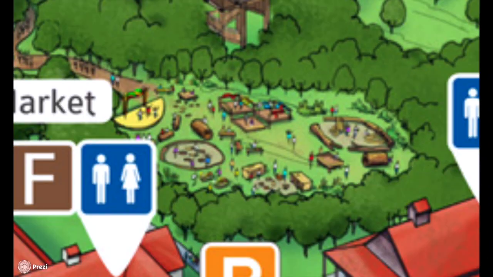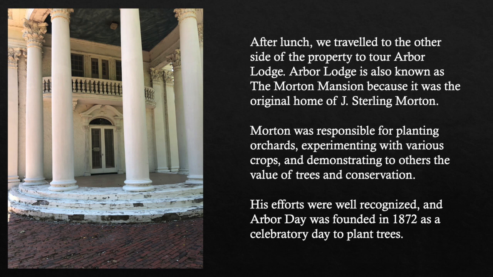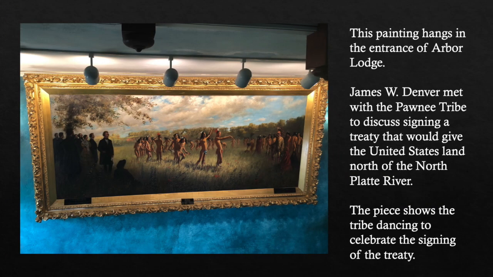After lunch, we traveled to the other side of the property to tour Arbor Lodge. Arbor Lodge is also known as the Morton Mansion because it was the original home of J. Sterling Morton. Morton was responsible for planting orchards, experimenting with various crops, and demonstrating to others the value of trees and conservation. His efforts were well recognized, and Arbor Day was founded in 1872 as a celebratory day to plant trees. This painting hangs in the entrance of Arbor Lodge.